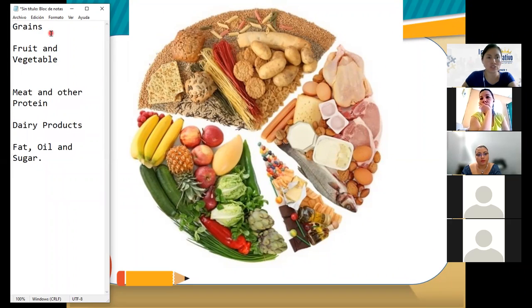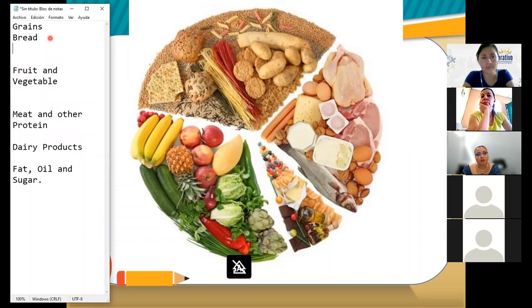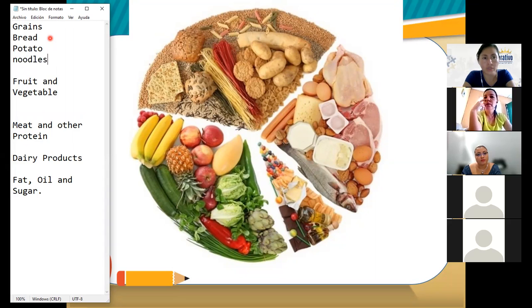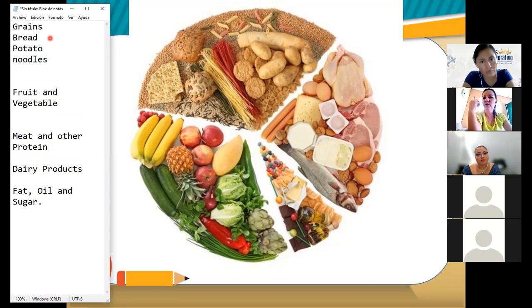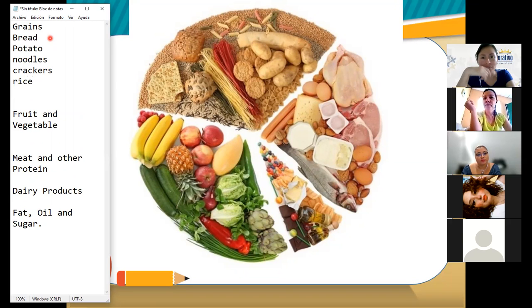So let's go ahead and begin with the grains. What can you find or what can you see in the grains section? Bread. Okay, very good. Bread, what else? Potato. Noodles. Noodle. What else? Cracker. Okay. What else? Rice. Very good. Spaghetti, or pasta in this case. Because we have different types, tenemos las bowl. We have the other one, I don't want to say the name, but yeah, that one.